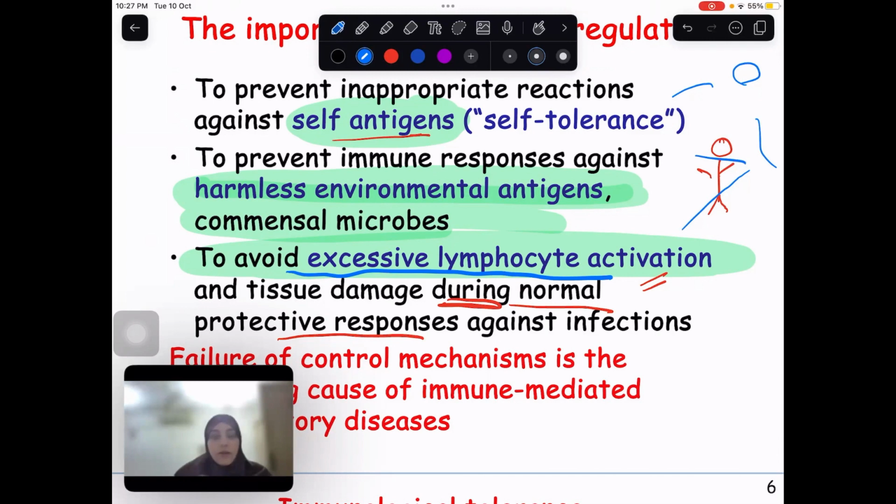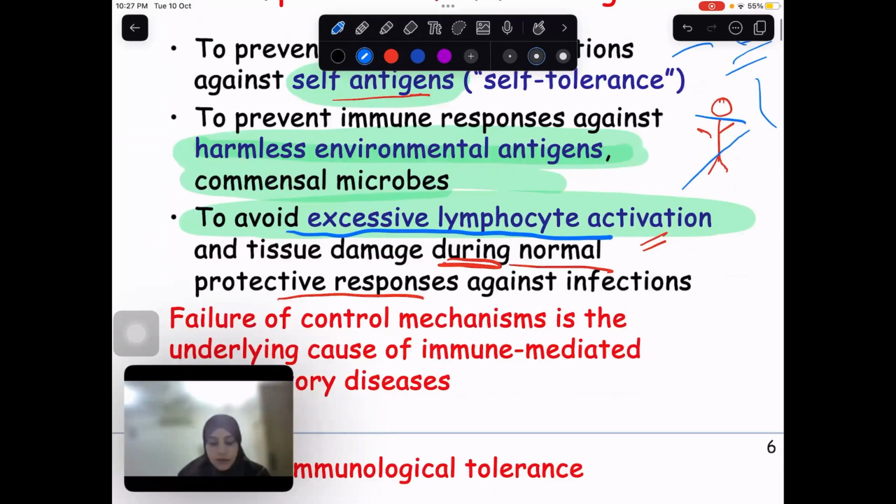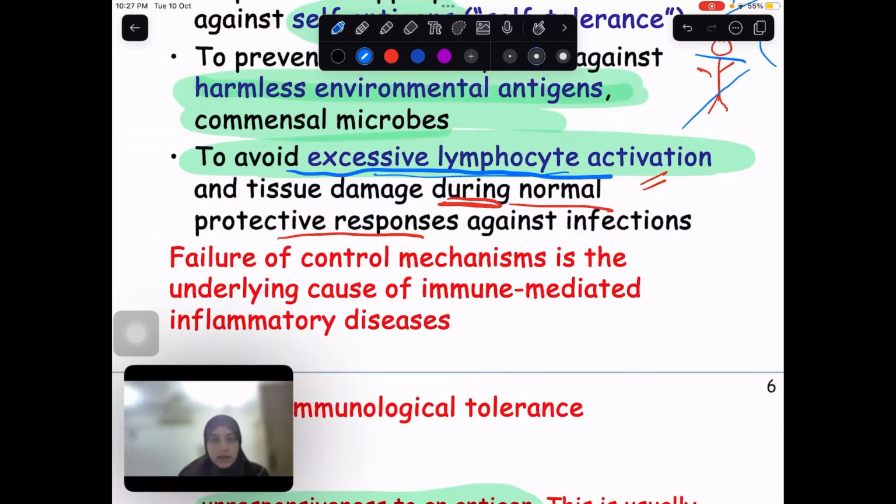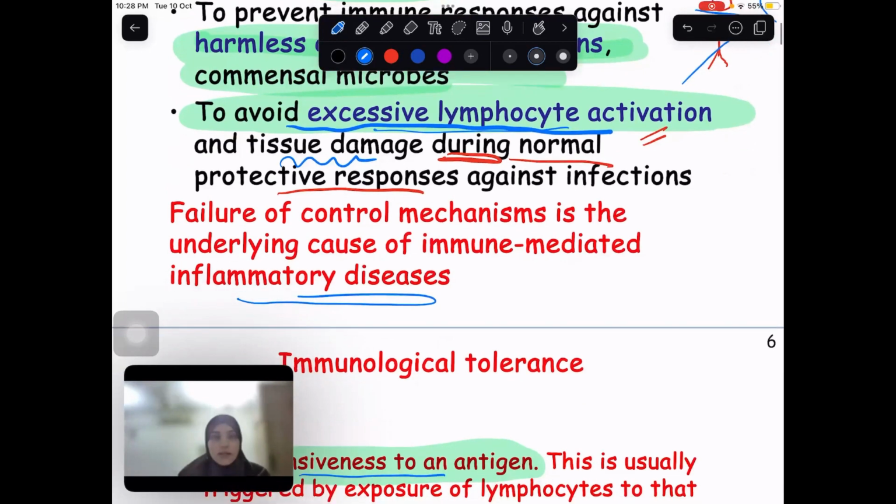If the APC presents pathogen remains, I don't want my T cells to be activated more because I already destroyed this pathogen. It's just remains. So this is when I need tolerance and regulation to happen. Obviously I don't want excessive lymphocyte activation in these conditions because then it will cause over-inflammation, and this can cause tissue damage. So three types of antigens tolerance needs to be against: self-antigens, my commensal microbes, which is the normal flora, and then to avoid excessive lymphocyte activation, which is in this case pathogen remains.